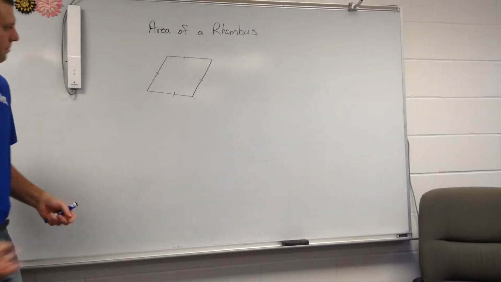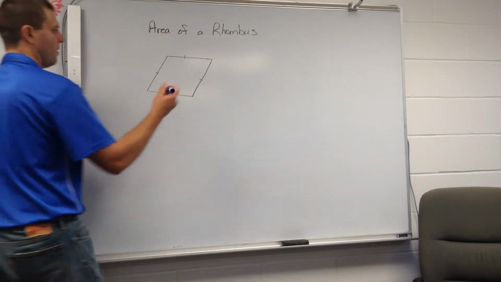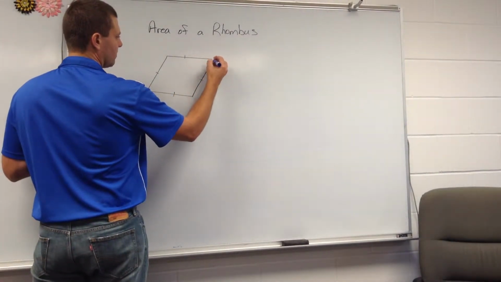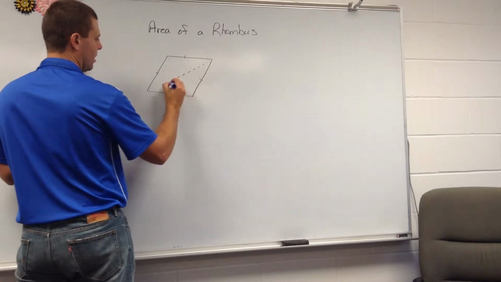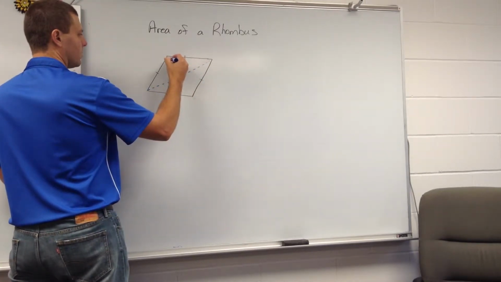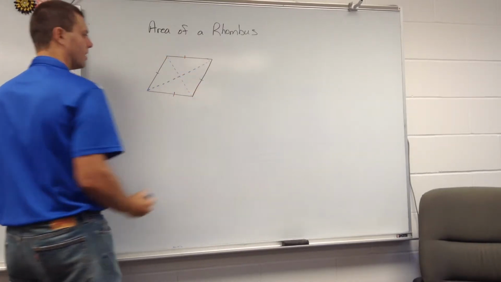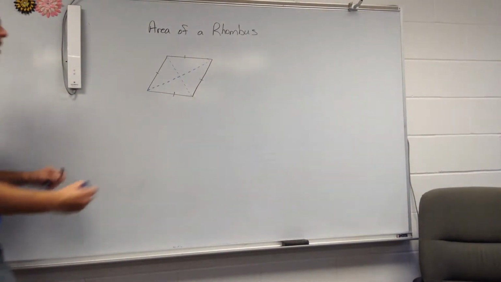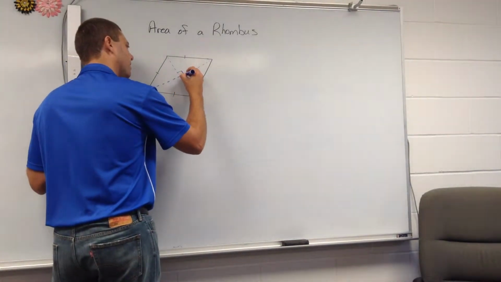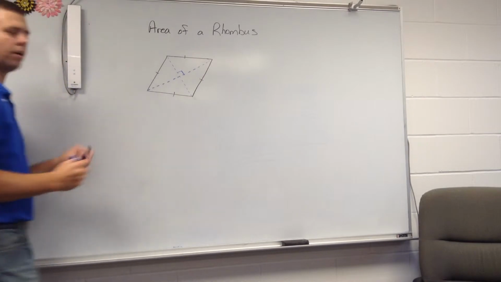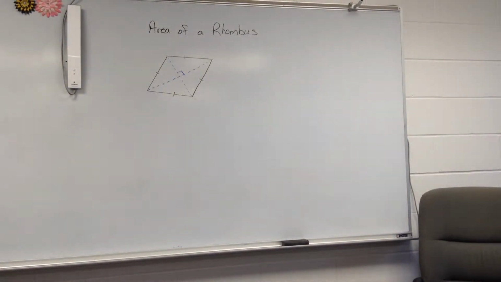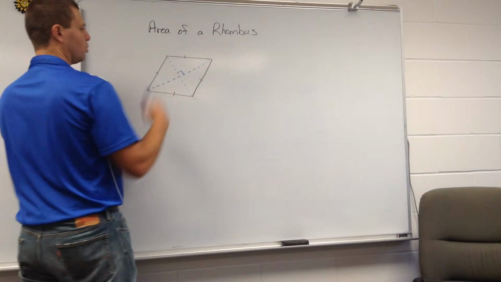Sometimes they're going to take that rhombus and they're going to draw some diagonals in that rhombus, like that. Those diagonals are perpendicular to each other, making 90-degree angles. And they're going to give you the lengths of those diagonals. They might say this whole thing is 20.